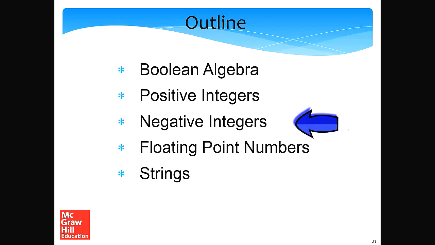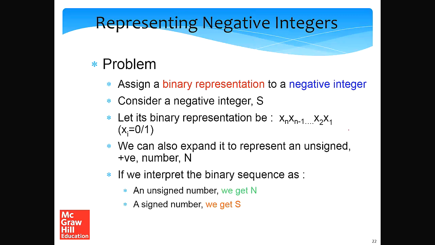So now we have discussed representing positive integers in our system, which is actually very easy. So let us now discuss how to represent negative integers in our system using zeros and ones. What we want to do is that, given a negative integer, we want to assign a binary representation to it in terms of just zeros and ones.